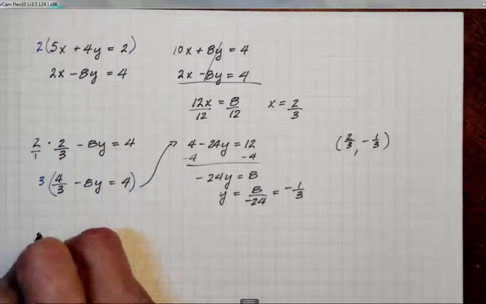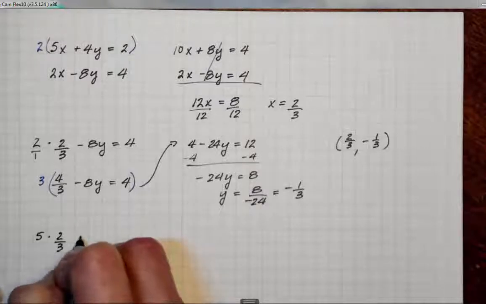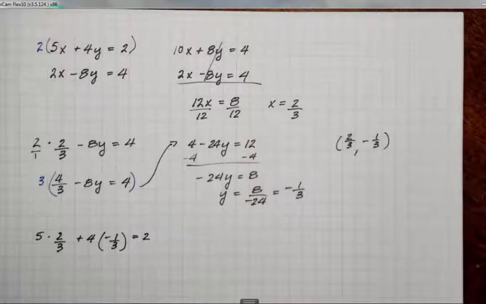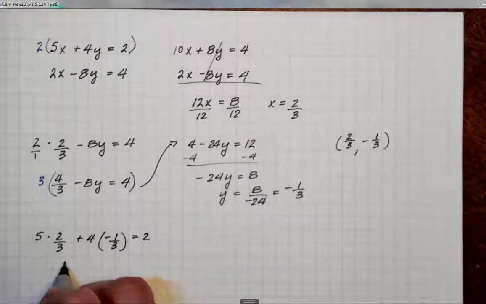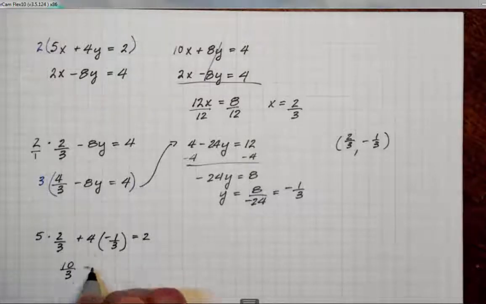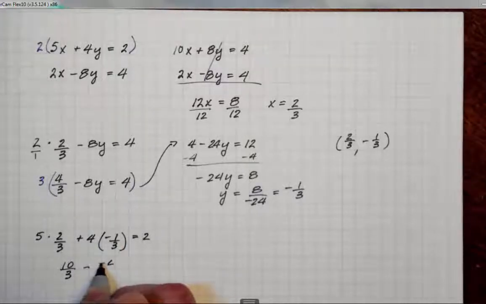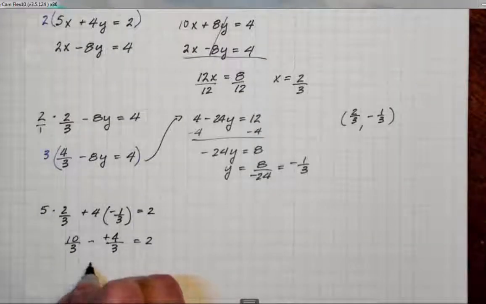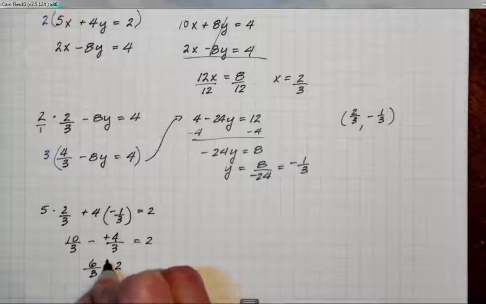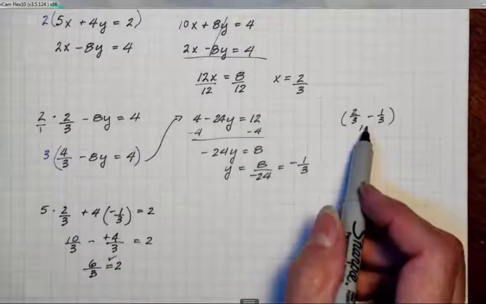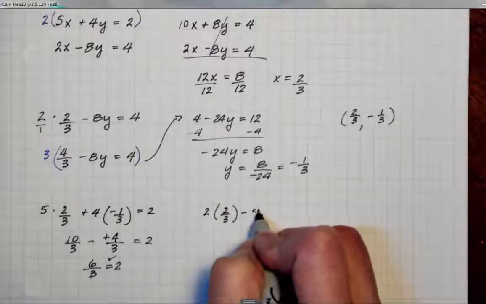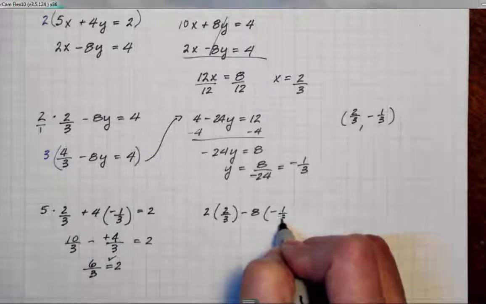So is 5 times 2/3 plus 4 times negative 1/3, is that equal to 2? Well, 5 times 2/3 is 10/3 minus 4/3, and 10 minus 4 is 6, so then I end up with 6/3 equals 2, and that checks. I should also take my answers and put them into my second equation. So 2 times 2/3 minus 8 times negative 1/3 equals 4.